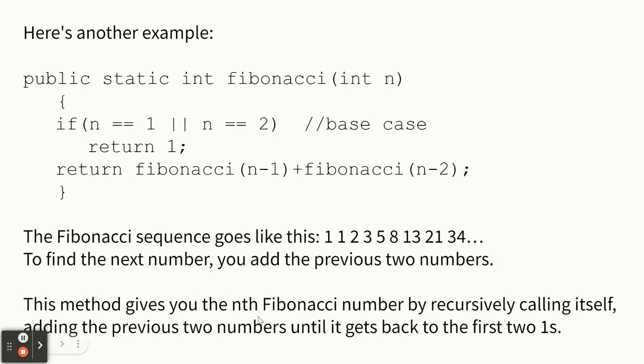So this method gives you the nth Fibonacci number. I could say I want the 10th one by calling itself all the way back till it gets to the 1. So the base case is kind of a double base case, and you're allowed to have multiple base cases. If n equals 1 or n equals 2, then return 1, because those are the first two Fibonacci numbers, and otherwise return the previous two numbers added together: Fibonacci(n minus 1) plus Fibonacci(n minus 2).